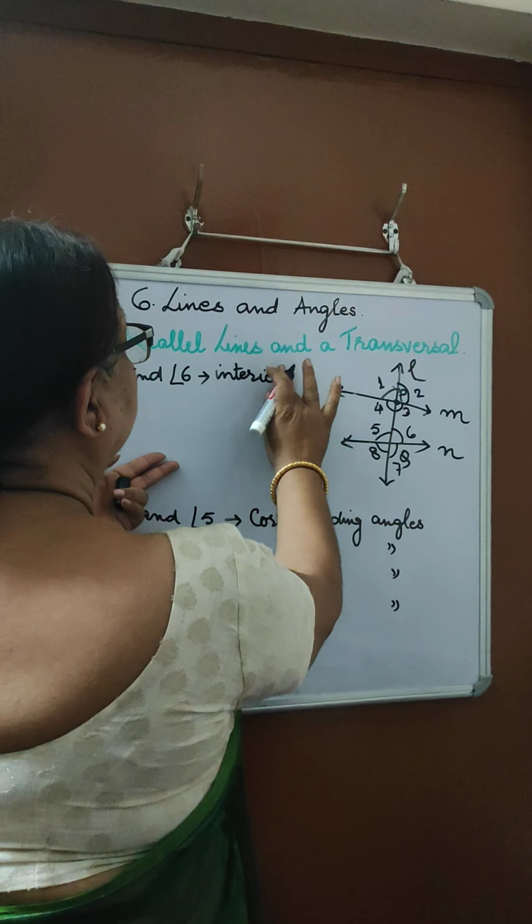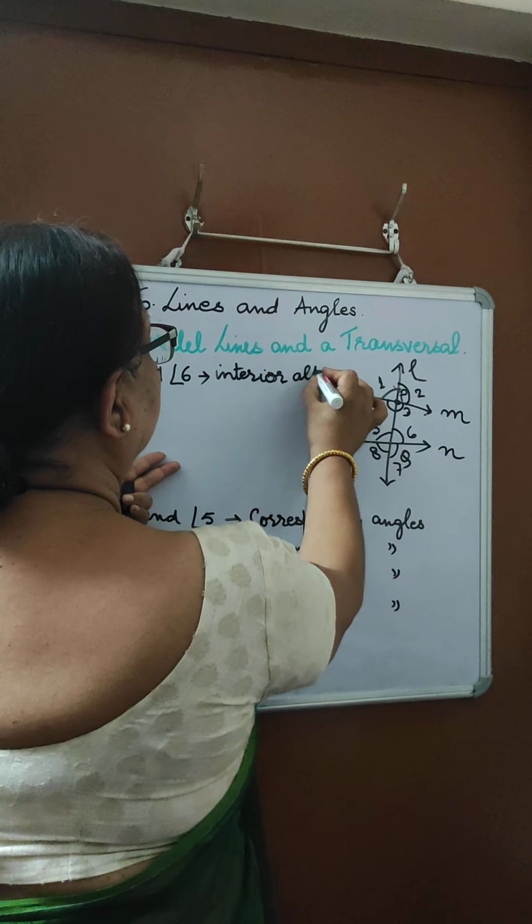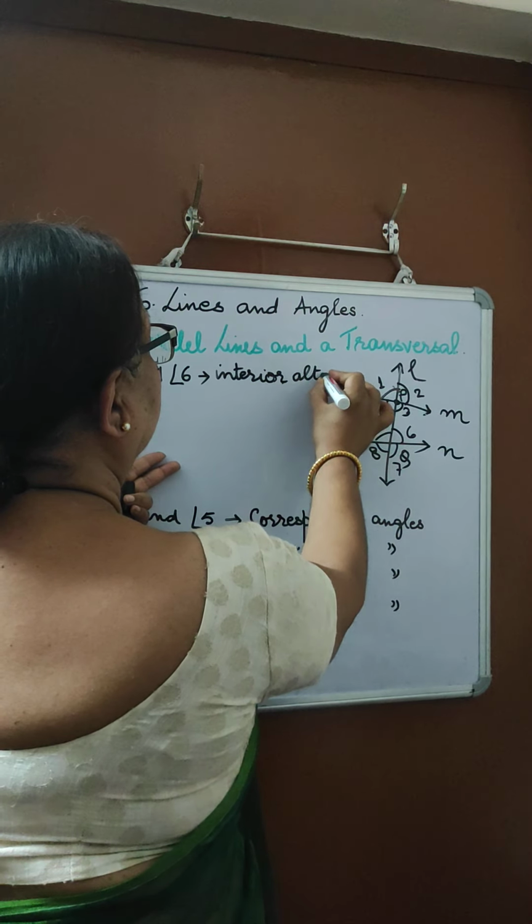Interior alternate angles. Interior, you can see they are interior. 4 and 6, they are interior angles. Alternate means on different sides of the transversal. One more pair of interior alternate angles. Which one? Angle 3 and angle 5.